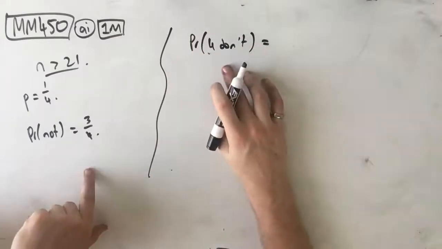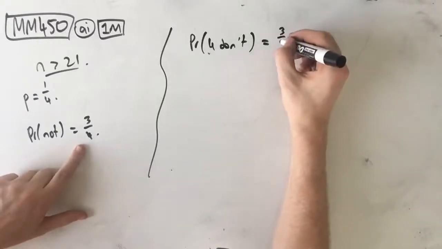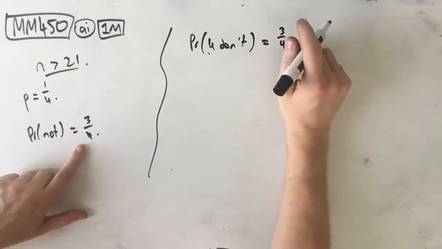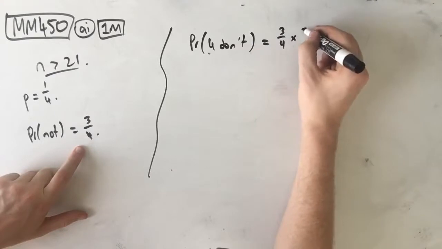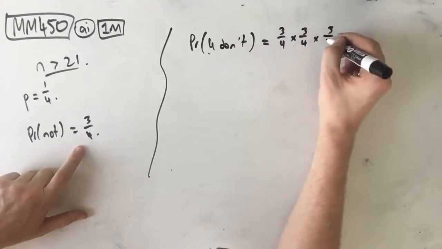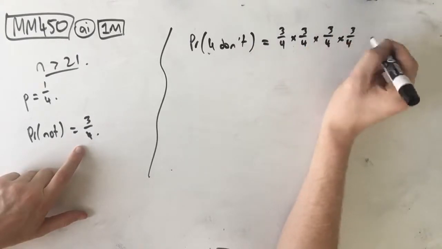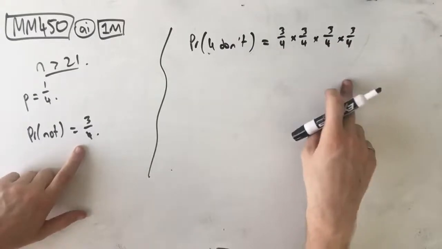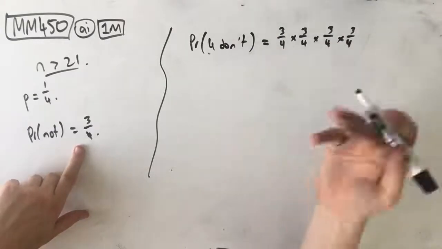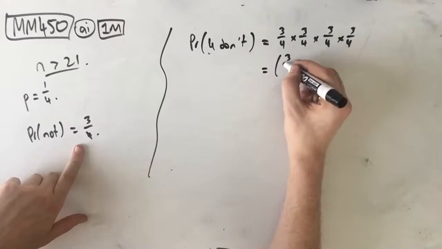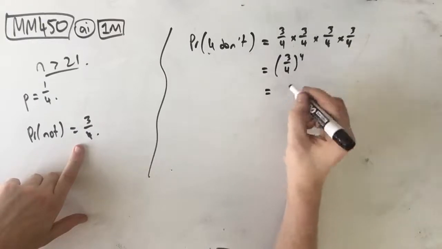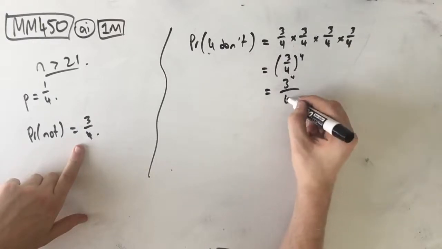Which means that the probability that the first one doesn't own a dog is 3 in 4. Probability that the second one doesn't own a dog is 3 in 4, and so on for all 4 of these. Which means that the probability that none of them own a dog is 3/4 times 3/4 times 3/4 times 3/4, or 3/4 to the power of 4. Which means we get 3 to the power of 4 over 4 to the power of 4.